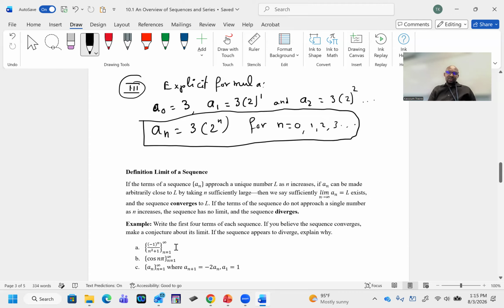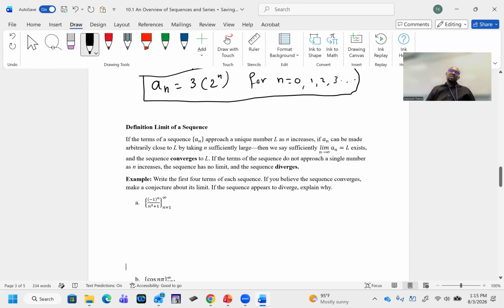Okay, so let's go ahead and do a few examples quickly. We have (-1) to the power of n divided by n squared plus 1, as n goes from 1 to infinity. They said to write the first four terms of each sequence. If you believe the sequence converges, make a conjecture about its limit. If the sequence appears to diverge, explain why. So again, I know you know how to find the first four terms.